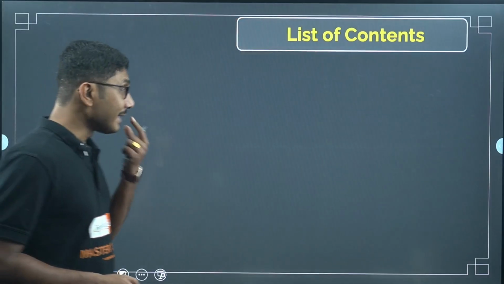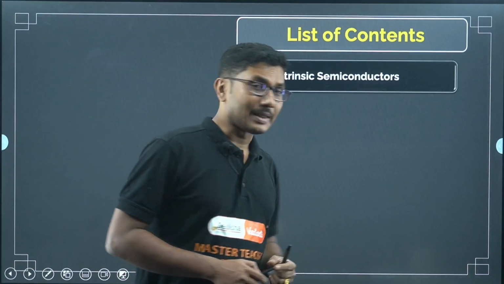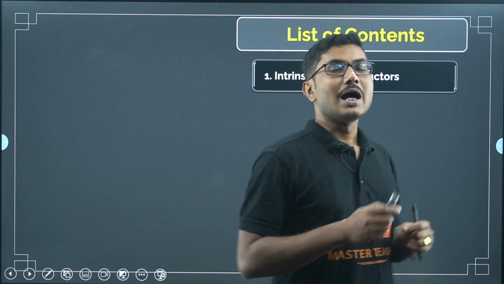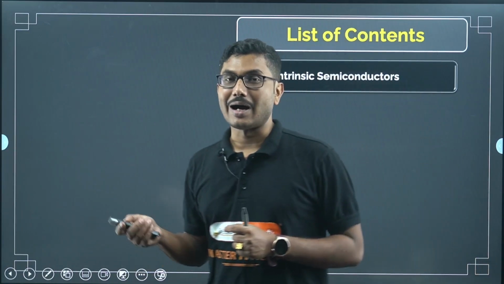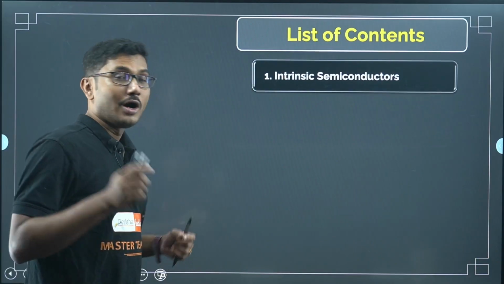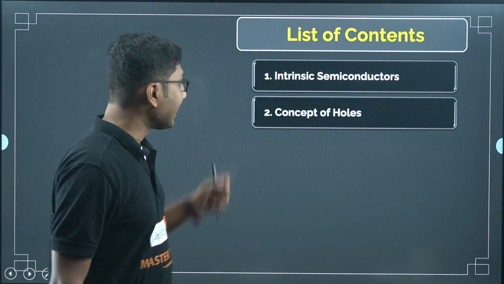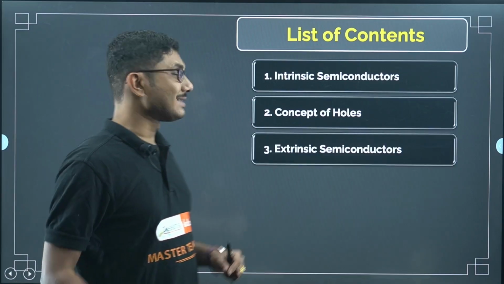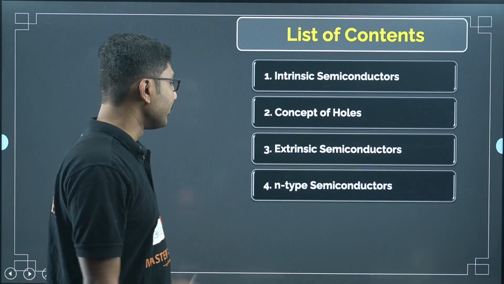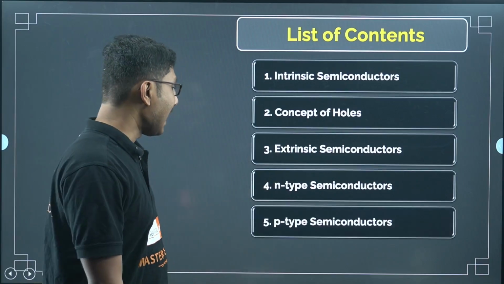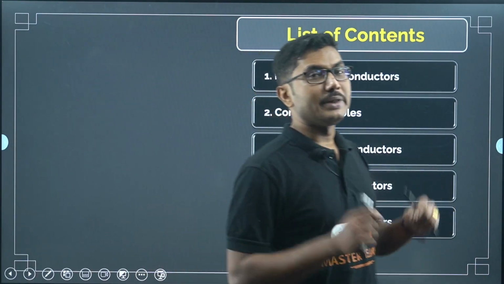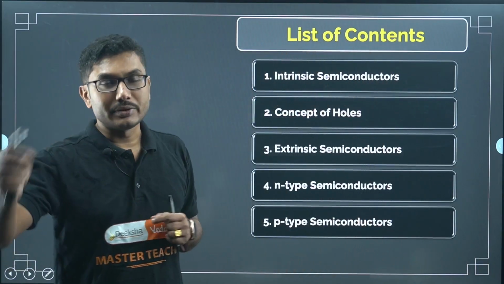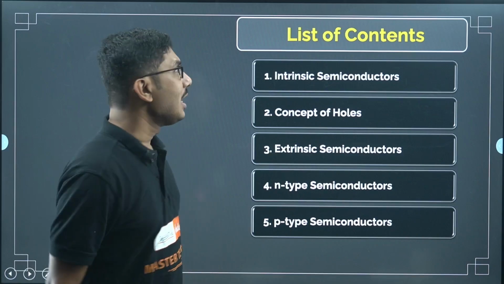The list of content for today is intrinsic semiconductor. We will start with intrinsic semiconductors. We have already discussed what is a semiconductor, what is a conductor in terms of band theory, so I hope that is clear in your head. Next we will discuss the concept of hole, a very important thing. Then we will discuss extrinsic semiconductors, n-type semiconductors and p-type semiconductors. So this will be the end of the lecture. Then we will start from p-n junction, diode, etc. in part 3 of the lecture.